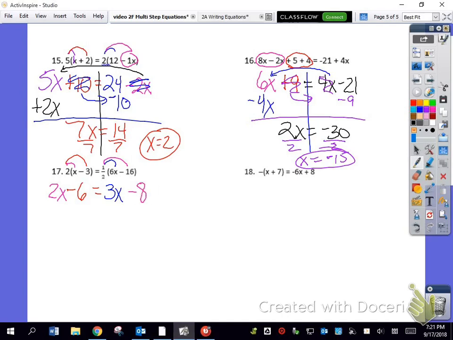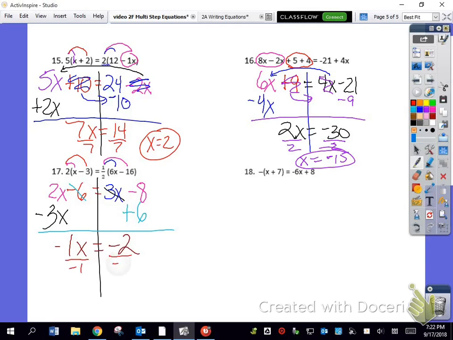Now draw your line, and we're going to move the x over, so that's negative 3x. And I'm going to move the 6 over, and so that becomes plus 6. And then draw your line. 2 minus 3 is negative 1x equals negative 8 plus 2 is negative 6. Negative 8 plus 6 is negative 2. Divide by negative 1, and so x equals positive 2.